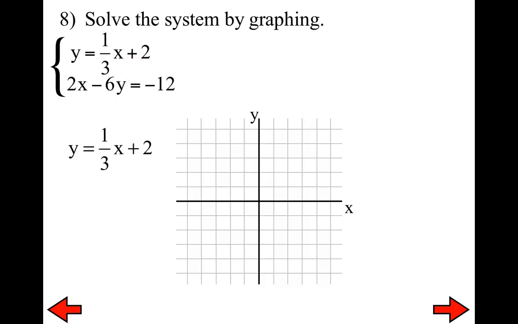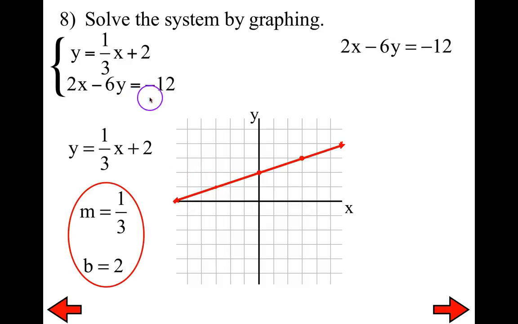Okay, so for the first equation, since it's already in slope-intercept form, y is isolated, I'm going to figure out the slope is 1/3, the y-intercept is at 2. So I'm going to start my y-intercept at 2 and use my slope, up 1/3, up 1/3, even go in the opposite direction, and draw my line.